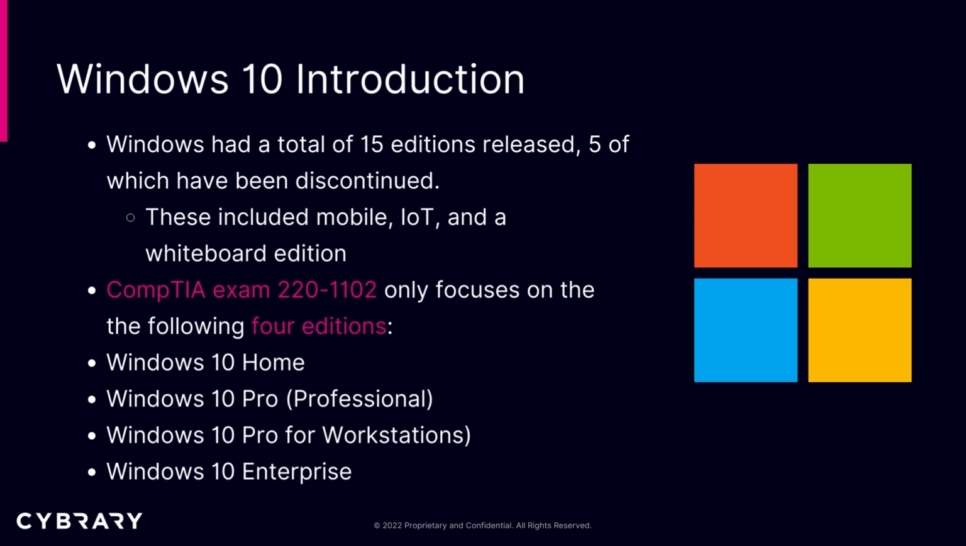Now, Windows 10 has become a staple, a very good operating system for a lot of different uses. I don't know if you knew, but Windows 10 had a total of 15 editions released, five of which have been discontinued at this time. And those included a mobile version, an IoT version, and a whiteboard edition. Now, for the CompTIA A+ exam, 220-1102, we're only going to focus on four editions. That's going to be the Windows 10 Home, Windows 10 Pro or Professional, Windows 10 Pro for Workstations, and the Windows 10 Enterprise.